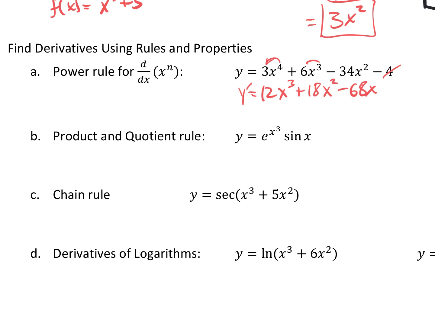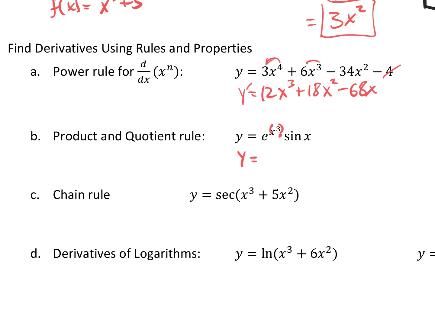How about the quotient and product rule? Well, here's a product. Okay, so we have the derivative of the first times the second. Well, how do we find the derivative of the first? Well, this also has a chain rule in here. So we've got a chain rule and a product rule.